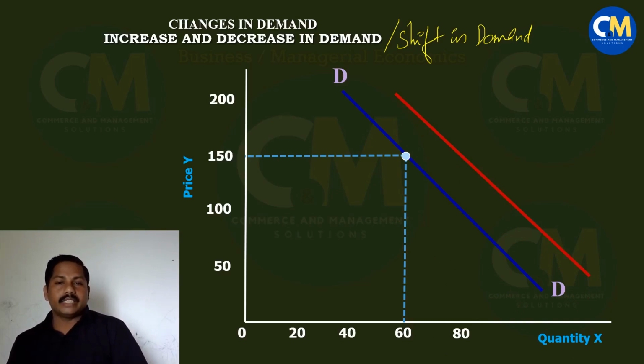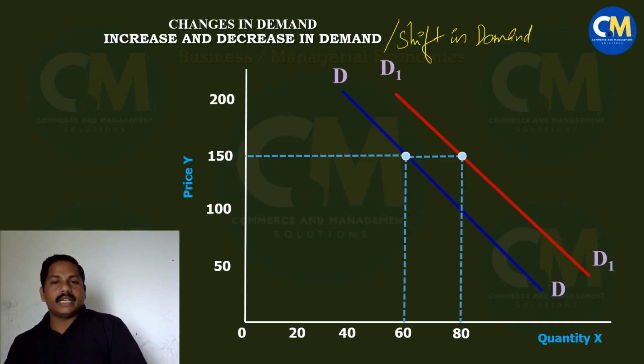Clear that, right? Then price is the same, but quantity demand is increasing because of some other factors. So the quantity demand is increased from D to D1. See how much it increases? 60 to 80. Quantity demand increases from 60 to 80, but price is the same. There is no change. Price is 150 only.